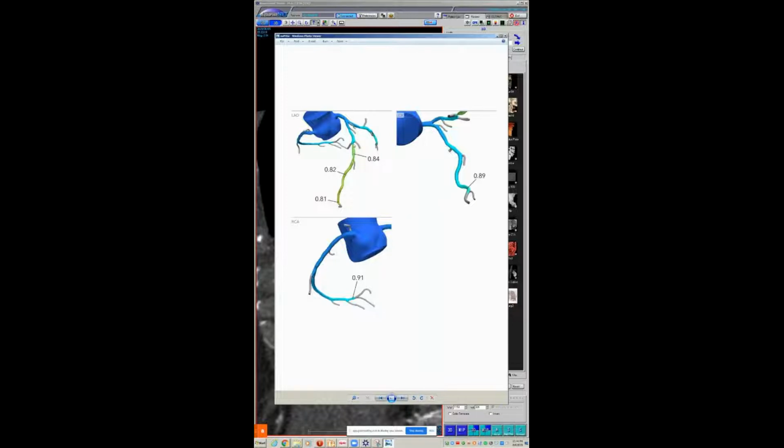So this is just a really interesting case. I'm not sure what they're going to do now, if they're going to send her to cath or not, but it's quite a tight, severe stenosis with a normal CT-FFR. We know CT-FFR isn't perfect, but it would also correlate with her normal stress test.